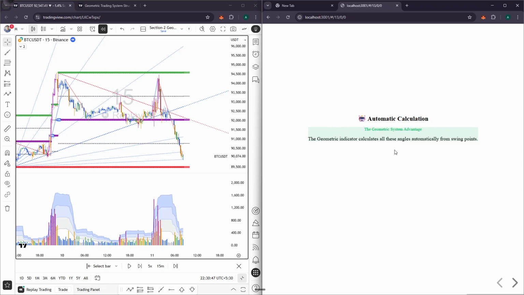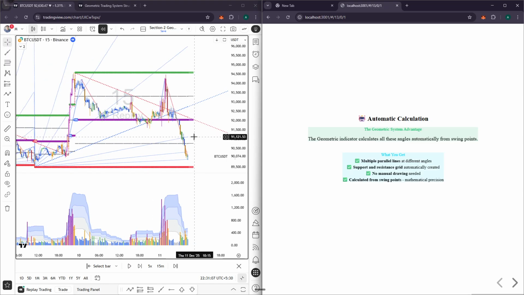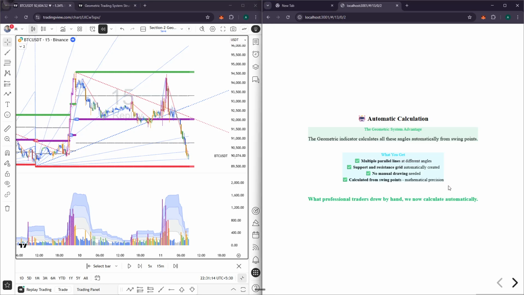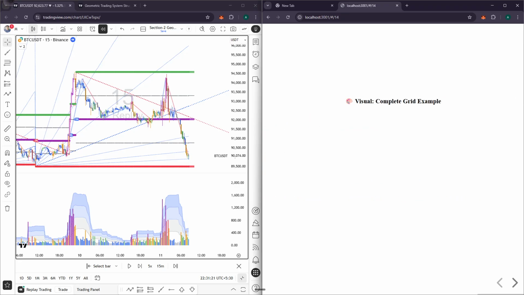And this is the geometric system advantage, guys. The geometric indicator calculates all these angles automatically from swing points, as you can see. What you get is multiple trend lines at different angles, and a support and resistance grid automatically created. No more manual drawing needed, calculated from swing points, which have mathematical precision. So this is what professional traders draw by hand, and we now have the capability to draw them automatically.